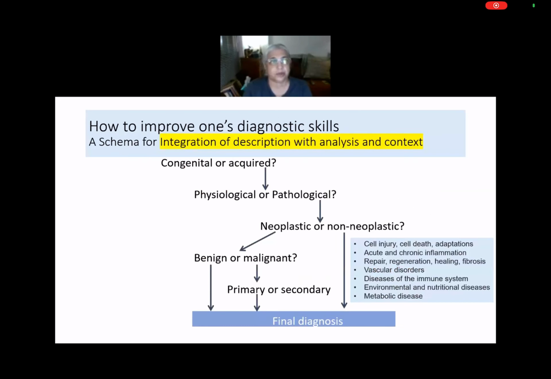Now I'll just give you one possible system. Okay, this is a scheme. You have made a description. Now you have to analyze it and you have to put it into a context.